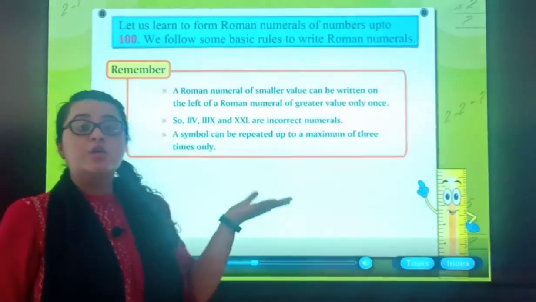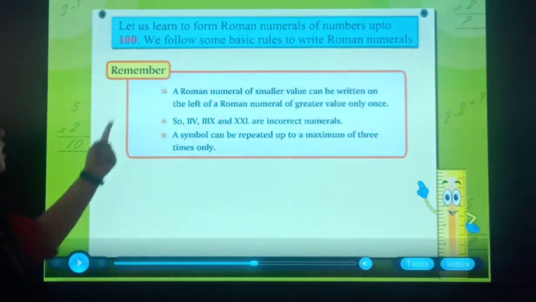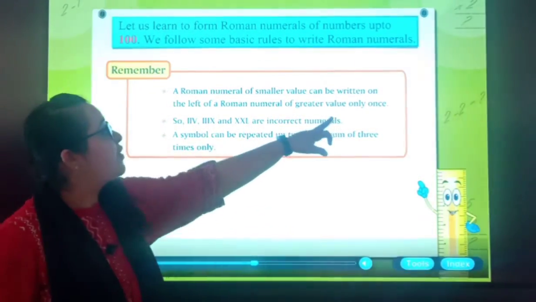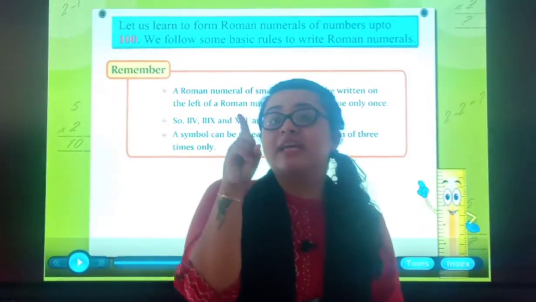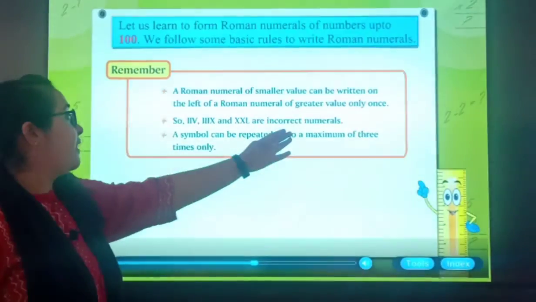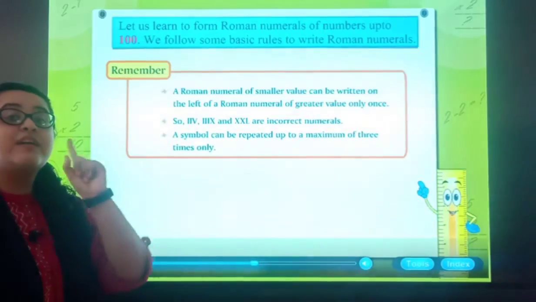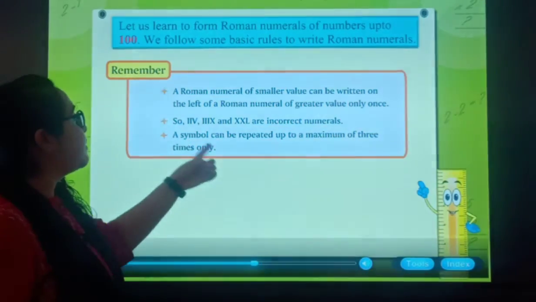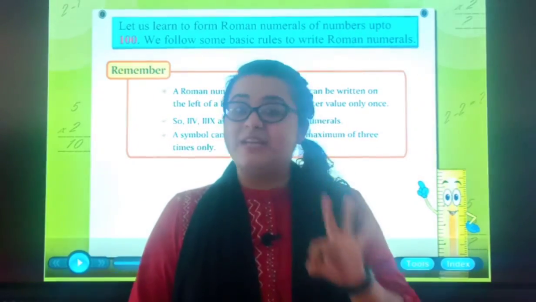Total we learned today 4 rules, and this is the summary you have to remember. A Roman numeral of a smaller value can be written on the left hand of the Roman numeral of a greater value only once. मैं या तो लेफ्ट हैंड साइड या तो राइट हैंड साइड, I can only write it once. So our incorrect terms: see, 5 के पहले 2 बार 1, that is incorrect. X के पहले 3 बार 1, that is incorrect. Double XL, it's incorrect. A symbol can be repeated up to maximum 3 times only. कोई भी एक symbol हम सब 3 बार repeat कर सकते हैं.